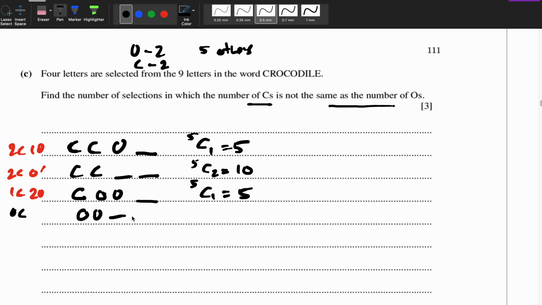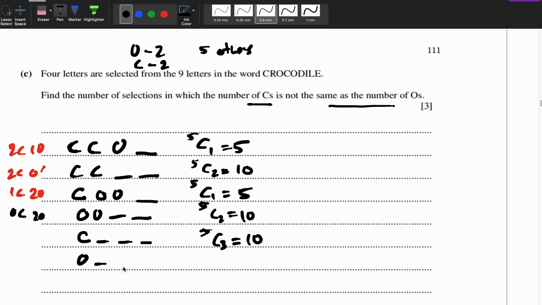Okay, let's say we start with 2O. If 2O, then you can have 5C2. Okay, this is 10 again. Last one, we can have 1O, 1C. Let's say 1C, no O, then the other 3 have to choose from the other 5. So it's 5C3. 5C3 from calculator is the same as 5C2. So this is also 10.